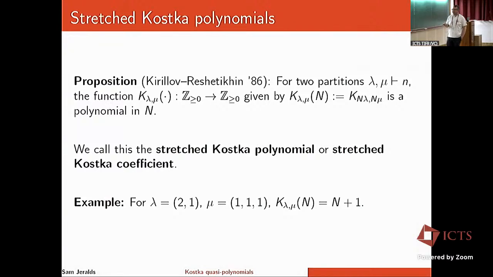So for example, in our example slide, we started with (2,1) and (1,1,1). And as we scaled those, we saw that in each case, we just added 1. So the stretched Kostka polynomial in this case is just n plus 1. And this is an interesting feature. This turns out to be the polynomial anytime your initial Kostka number is equal to 2. You're actually always going to get n plus 1, but that is not particularly relevant to the goal of today.